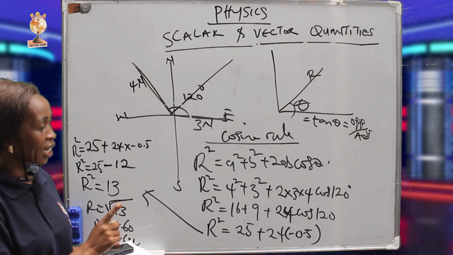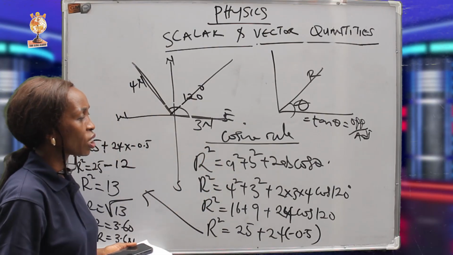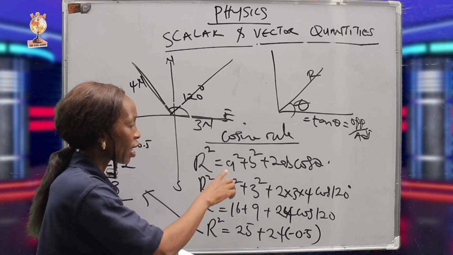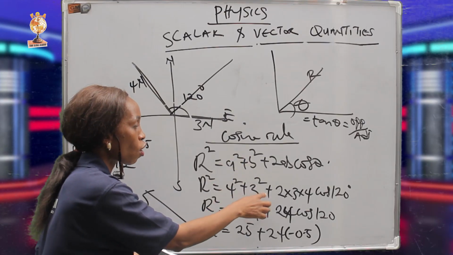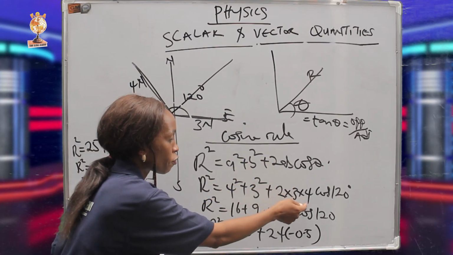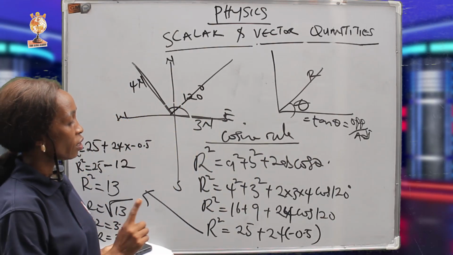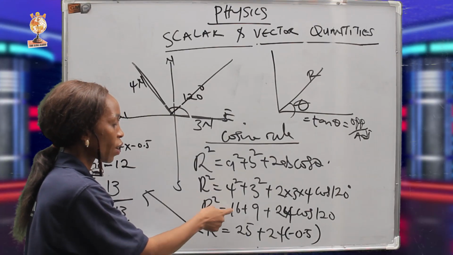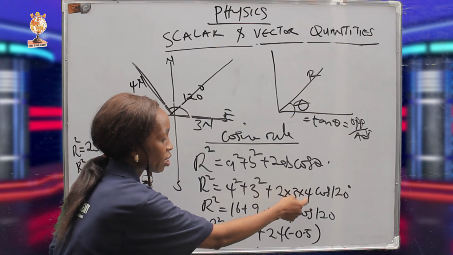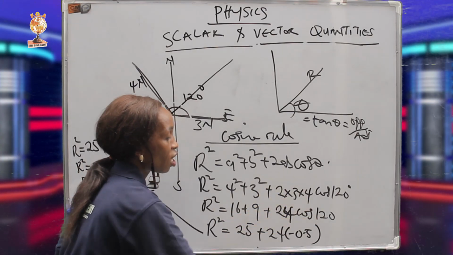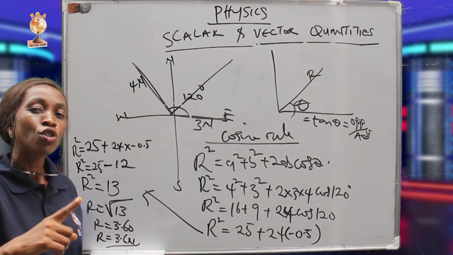Having known that, I have maintained that a is 4 Newton and b is 3 Newton. From the formula, r square is 4 square plus 3 square plus 2 times 3 times 4 cos theta, which is given as 120 degrees. So r square equals 16 plus 9 plus 2 times 3, which is 6, and 6 times 4 is 24 cos 120, and cos 120 is minus 0.5.